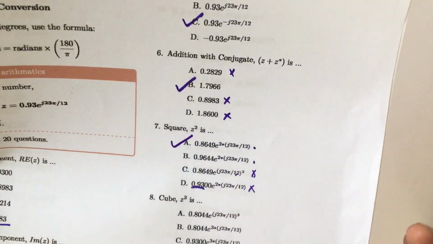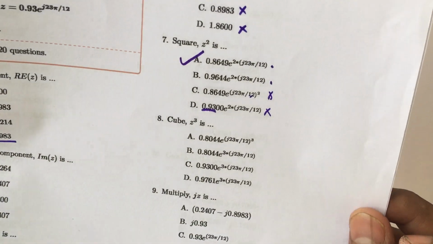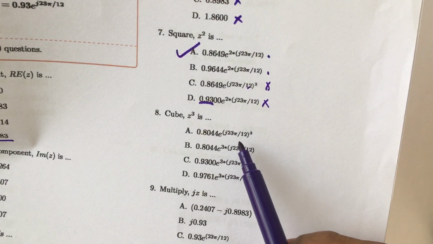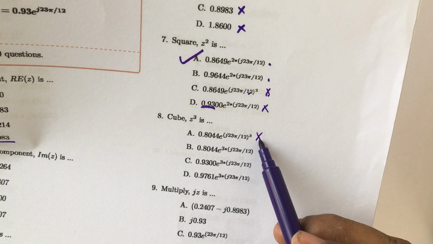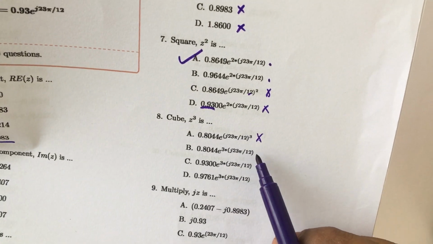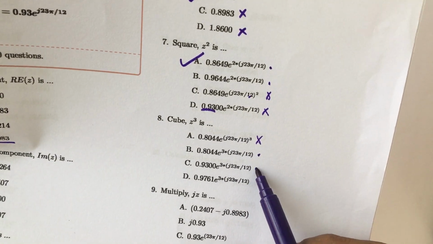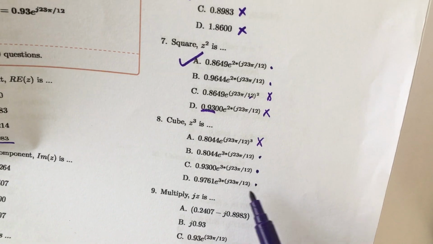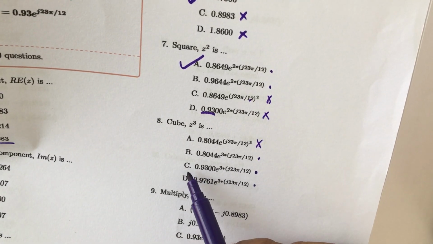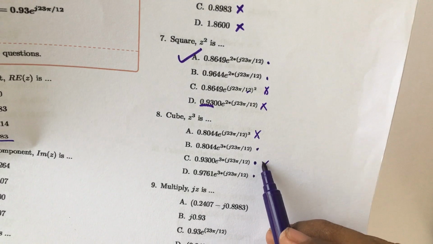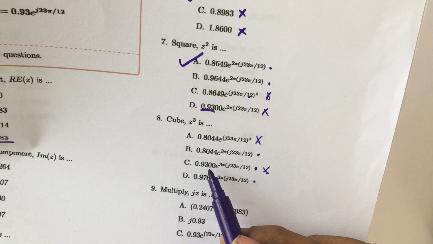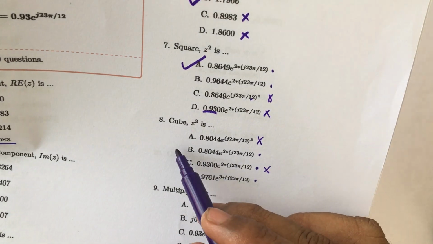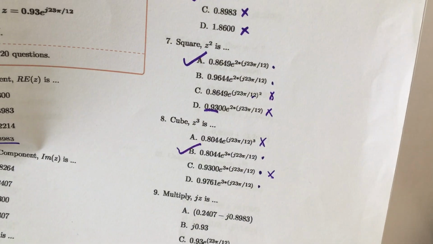Similarly, Z cube, if you see, here also the angle to the power of 3 is wrong. The angle has to be added, so 3 into the angle. So maybe this is the correct answer and this is the correct answer. And even this one may be the correct answer, but look at the magnitude. 0.93 is there, so this is wrong. What is the cube of 0.93? The cube of 0.93 will be less than that. So I think 0.8. So B is the correct answer.